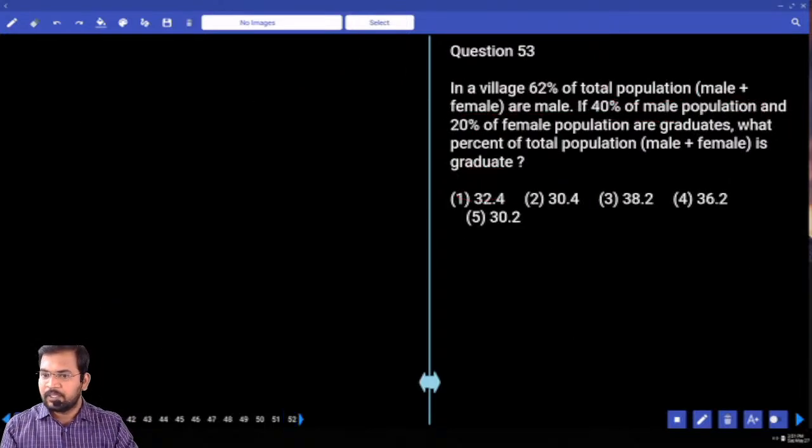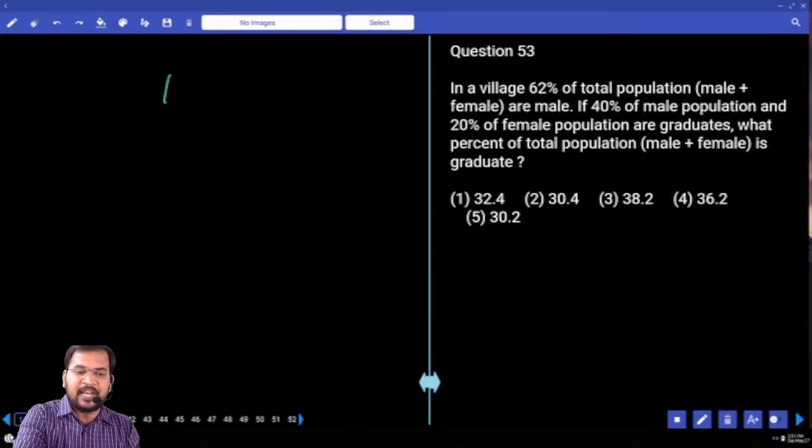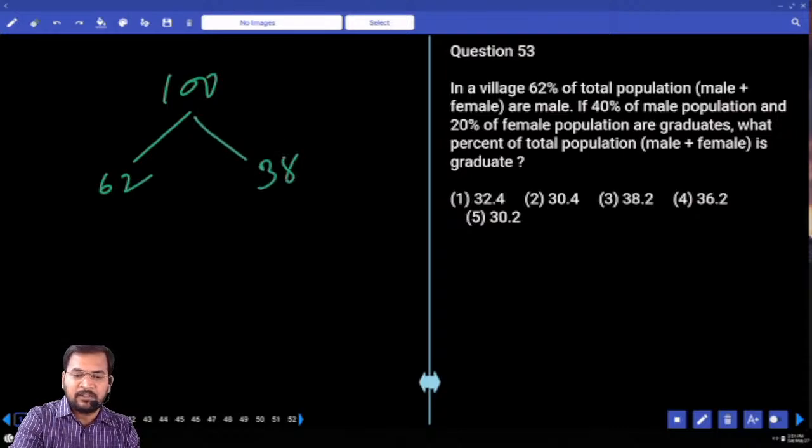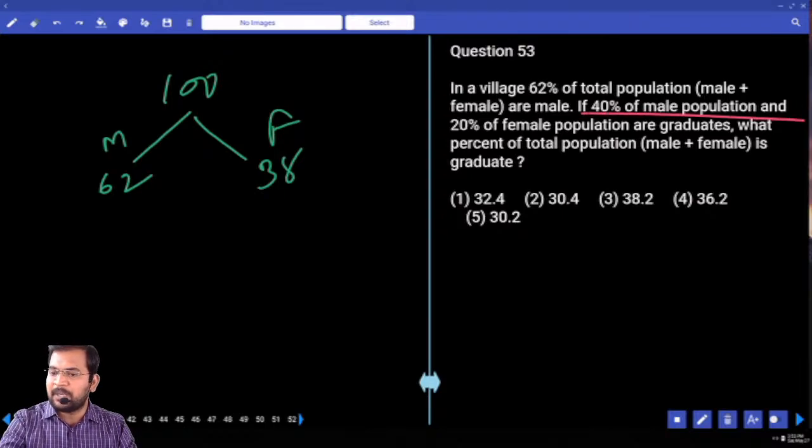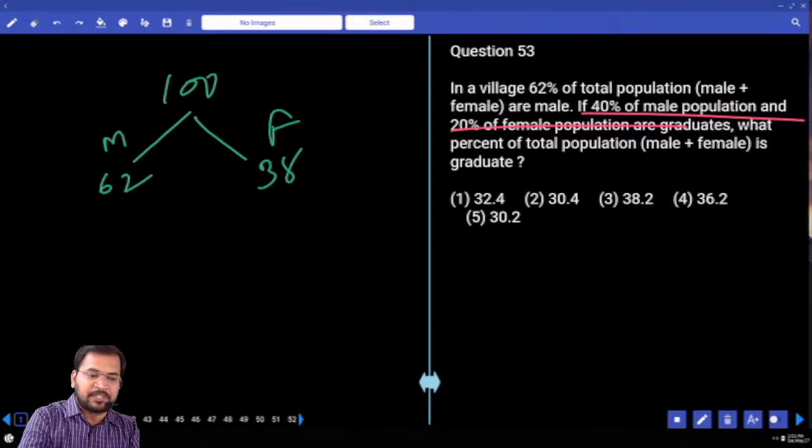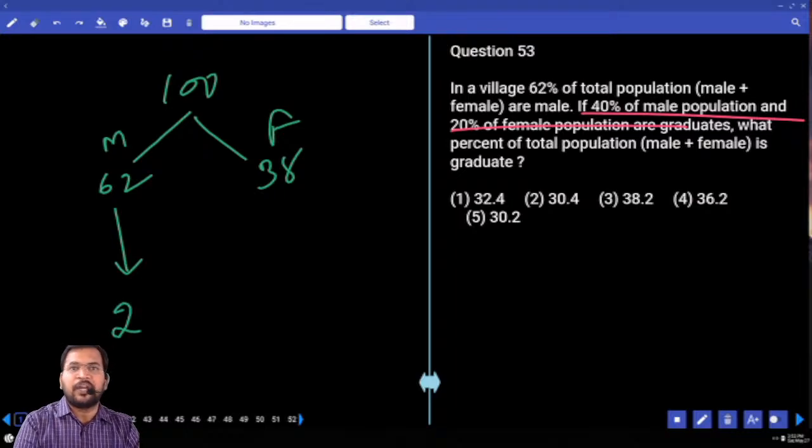Next one. In a village, 62% of the total population are male. Okay, 100 are there, 62 are male, 38 are female. 40% of the male population and 20% of the female population are graduates. 40% of the male population: 10% is 6.2, so 40% is 4 into 6.2, which is 24 point something.